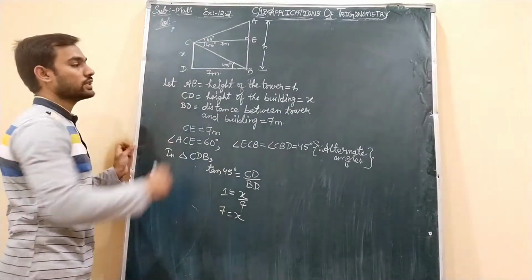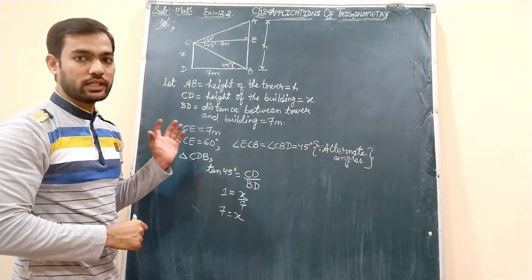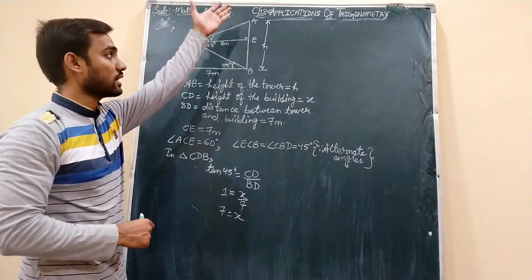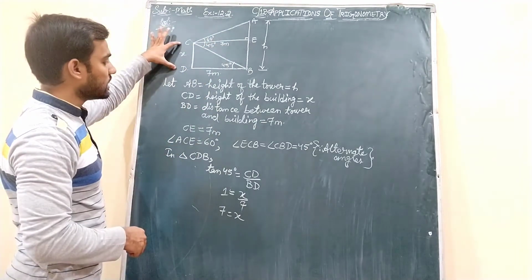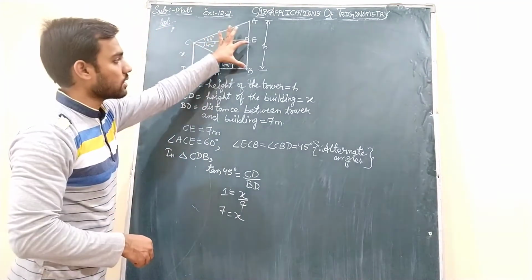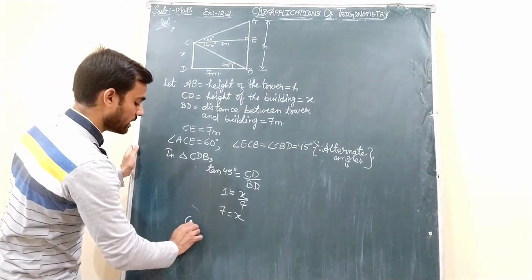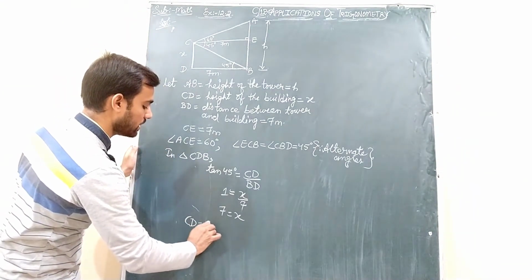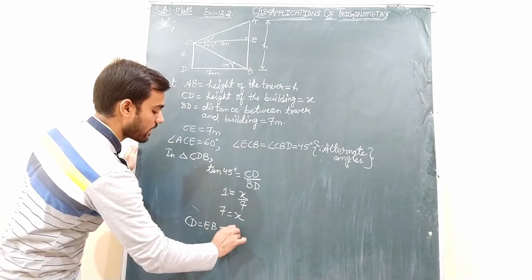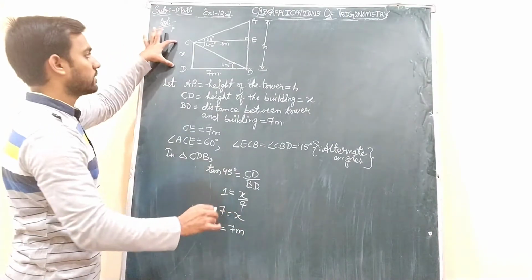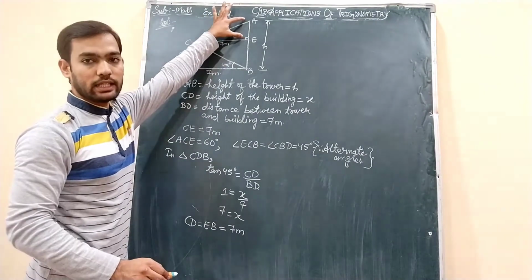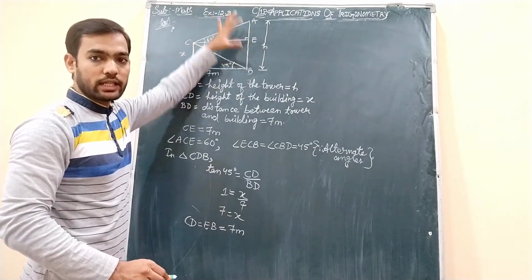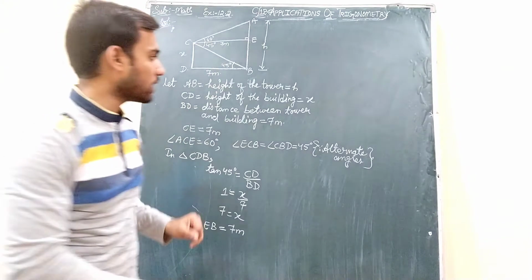So we got height of the building as 7 meters, but he did not ask for the height of the building. Actually he asked us to find out the height of the tower. So if CD is 7 meters, students, then this is also 7, right? So CD is equal to EB is equal to 7 meters we got. Now by using this triangle we will get AE. Then we will add AE and EB to get the complete height of the tower.